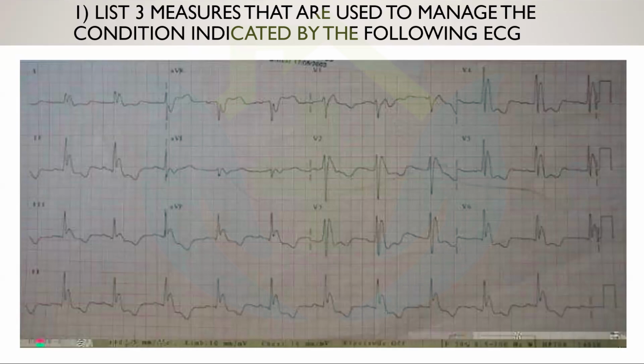Most of the students do it. They will start with the axis is okay, now what is the P wave, then the QRS, then what is the ST, then T wave inversion is there, then the Osborn wave is there. So this will waste time. Focus on what is asked. You can say, definitely, I don't say that you should not say there is an Osborn wave. I feel this is an ECG of hypothermia, and list 3 measures for hypothermia.